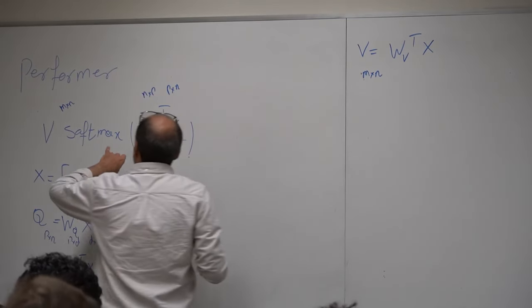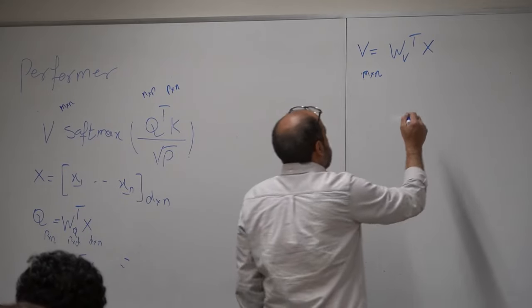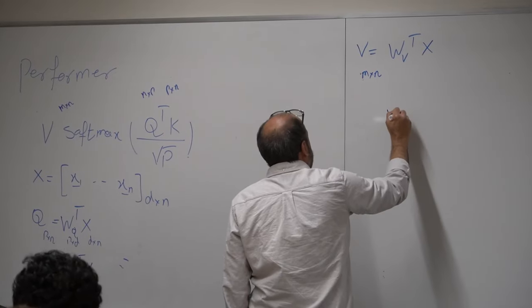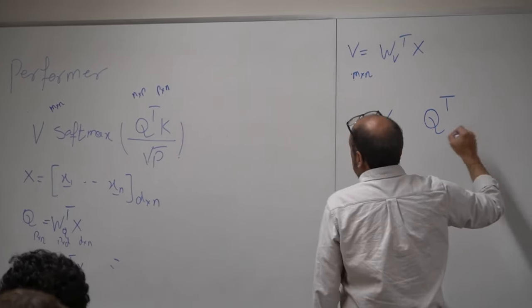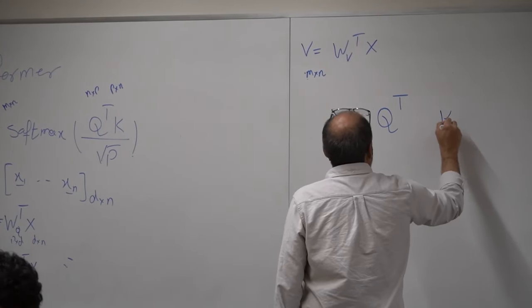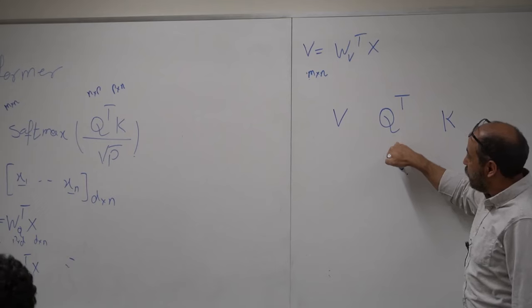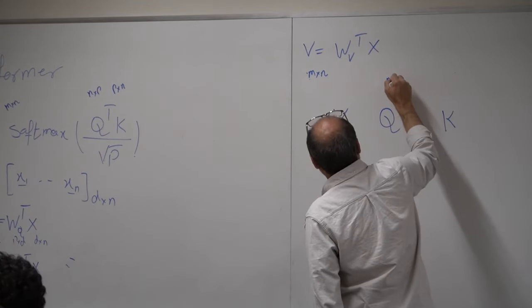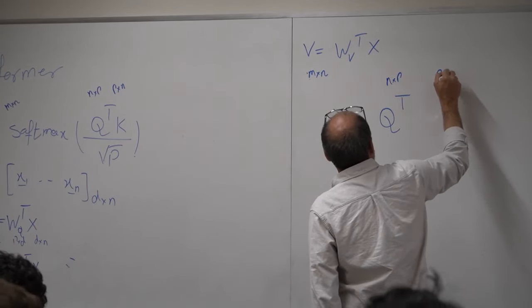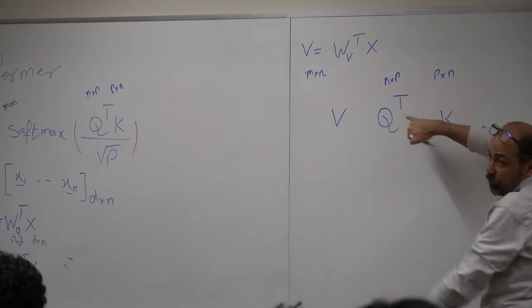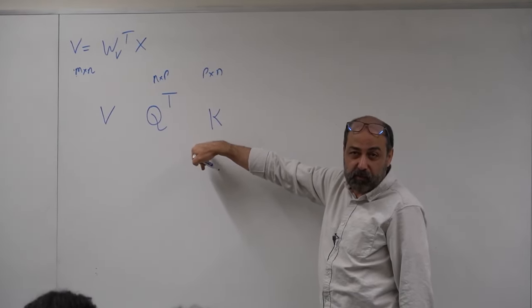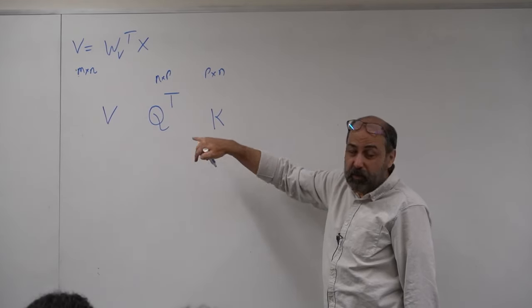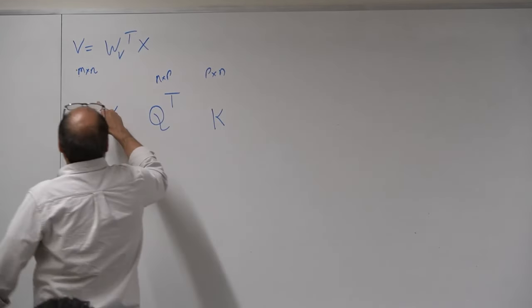It seems that we have three matrices to multiply: V, Q transpose, and K. We multiply these two, this is n by p, and this is p by n. We multiply these two, and it's going to be n by n. So the complexity comes from basically this multiplication. This is m by n.